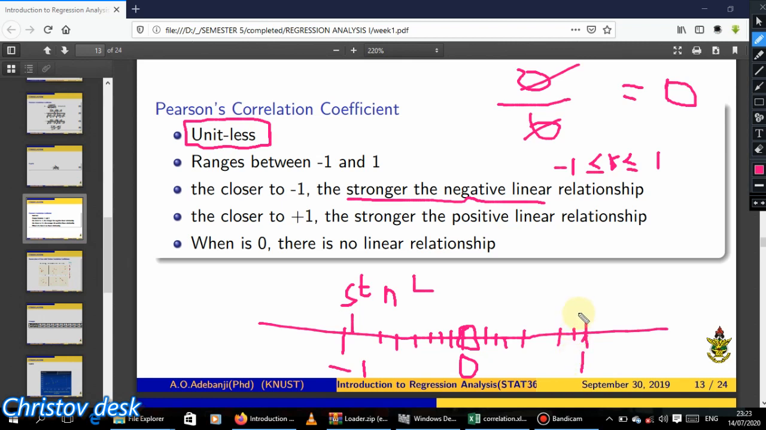Okay, so when you are on 1, you get a perfect positive linear relationship. If on the negative side, you get a perfect negative linear relationship. Okay, so take note.